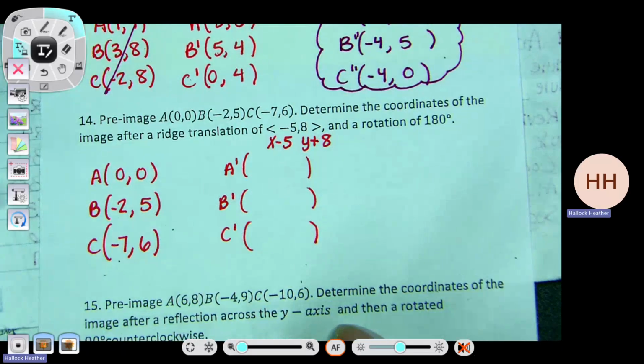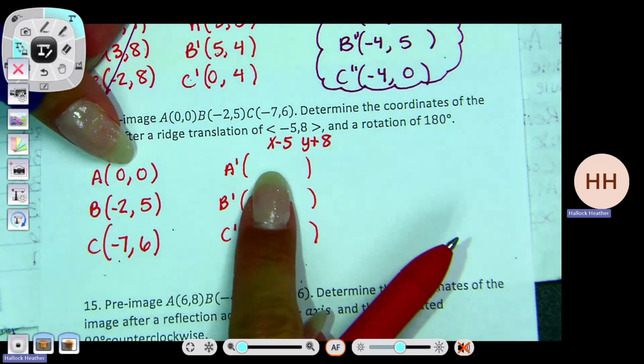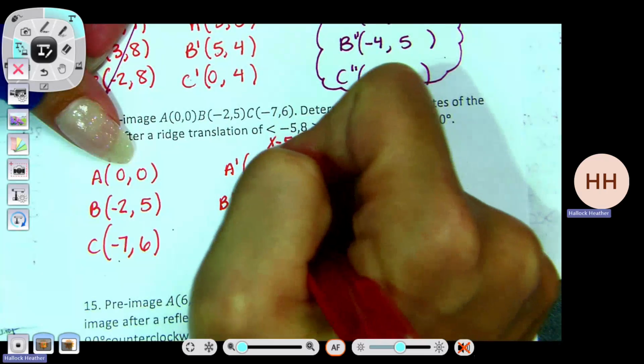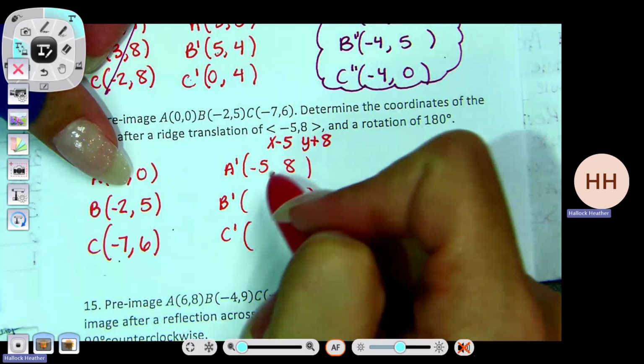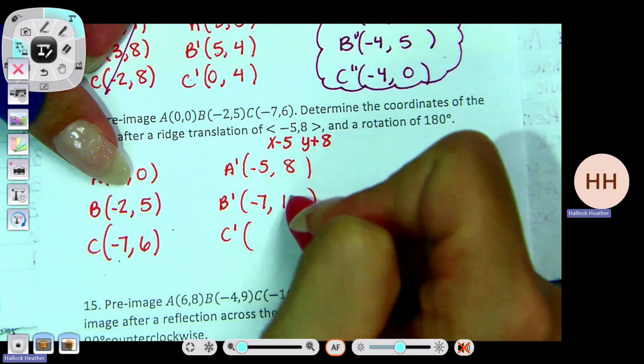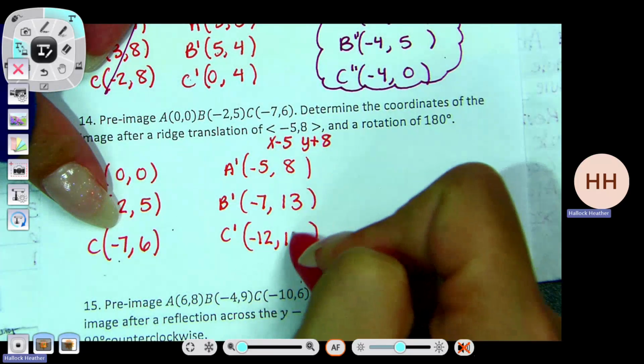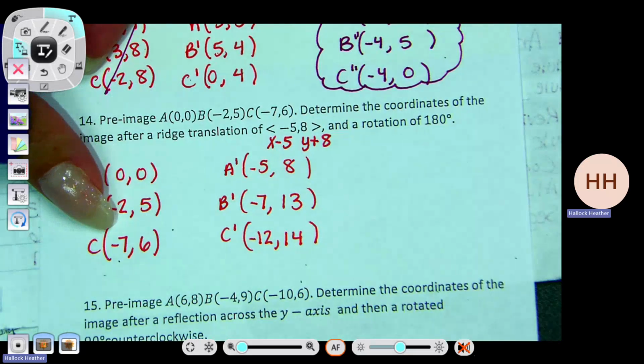Okay, A prime was 0, 0, or A was 0, 0. If I go left 5 and up 8, where am I at? -5, 8. What about B prime? -7, 13, and then -12, 14. That's why typically whenever you don't have your graph, it's because they're big numbers. Okay, you're not going to want to graph that.